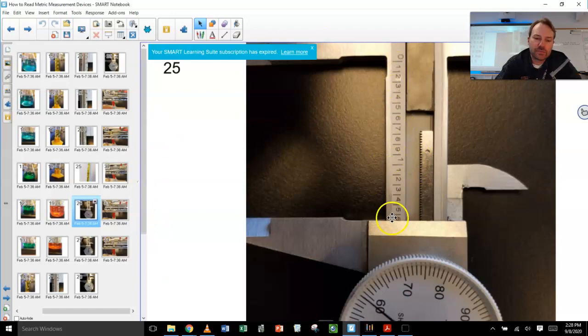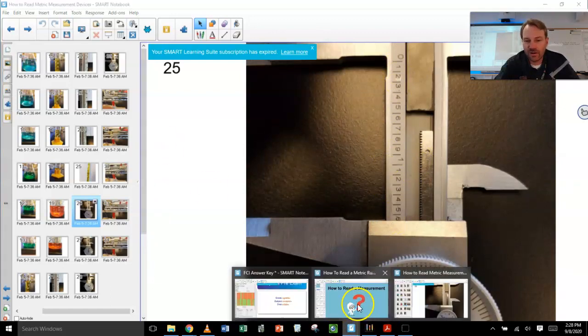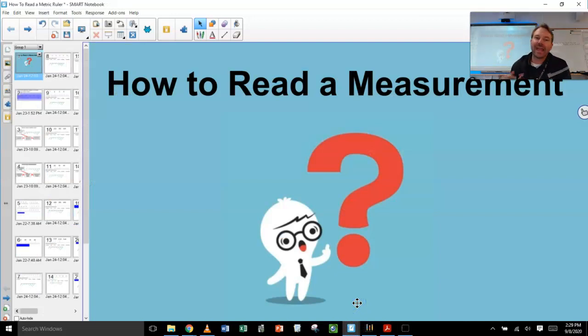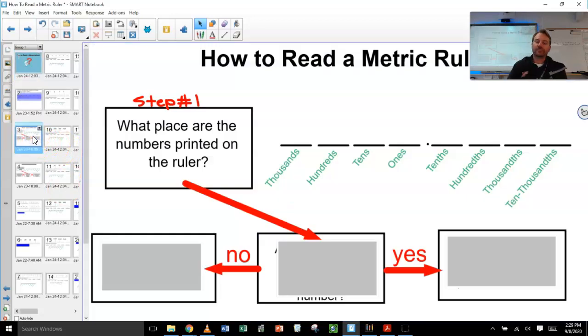So in science, we do measurements with devices all the time. And how do you make an accurate and precise measurement? I'm going to talk to you today about how to do those sorts of things. So number one, the steps to reading a metric, I don't want to say ruler because those weren't all rulers back there. They all had the same idea behind them.